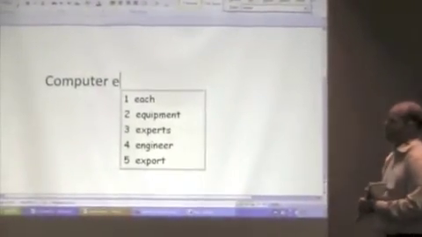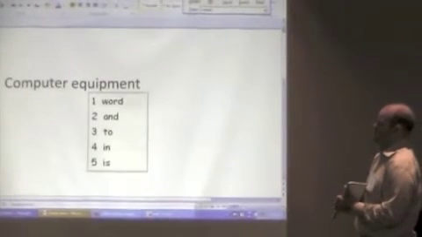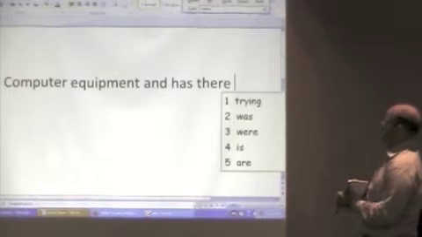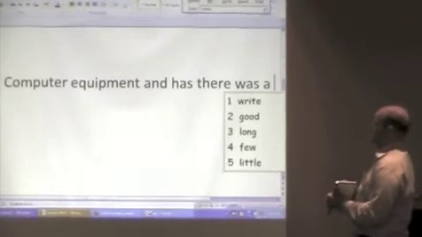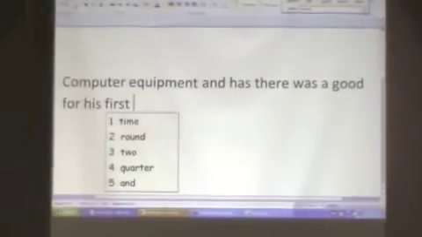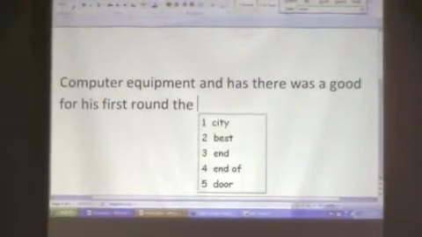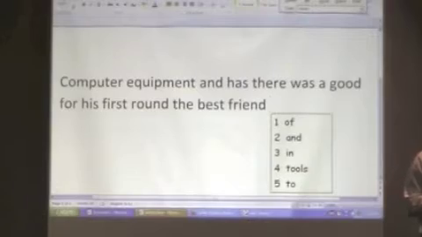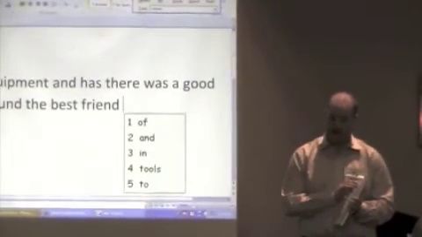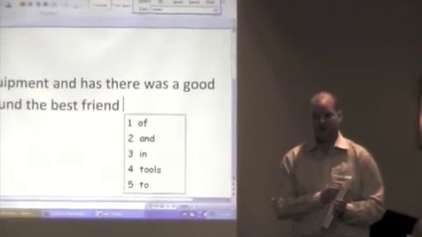So, watch if I actually choose the word. I will continue pressing 2 to choose that one. Equipment. And again. Has. And again. There. Was. A. Good. For. Is. First. Round. The. Best. Friend. So, it is word prediction, but it is by no means phrase prediction, let alone sentence prediction or essay or paper prediction.